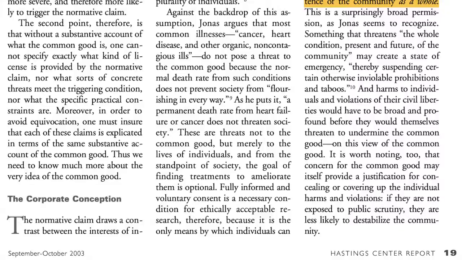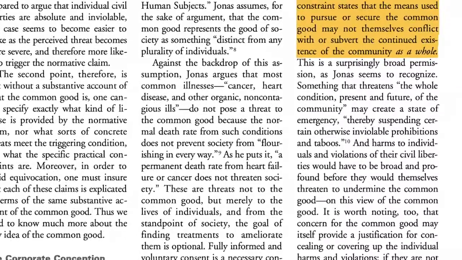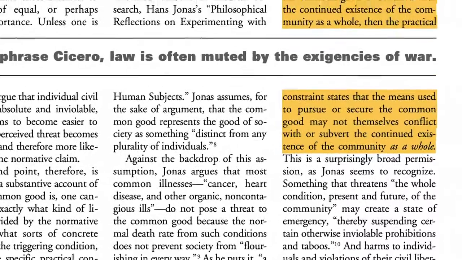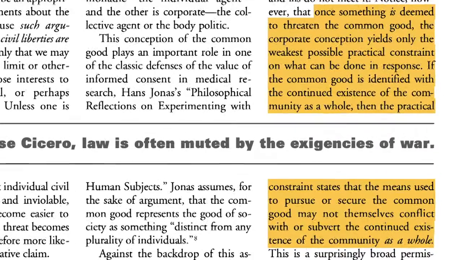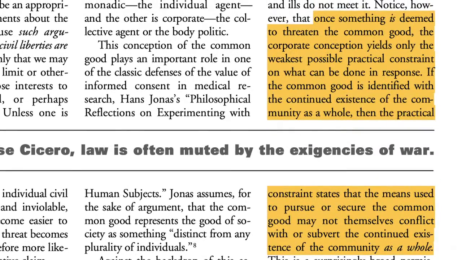And we'll come back to that in a moment because there's going to be some interesting thoughts to have about that. But let's just wrap up this initial kind of thing. Because you go back to page 19 here, and we can see on page 19 the corporate conception's understanding of the practical constraints. Quote, once something is deemed to threaten the common good, the corporate conception yields only the weakest possible practical constraint on what can be done in response.